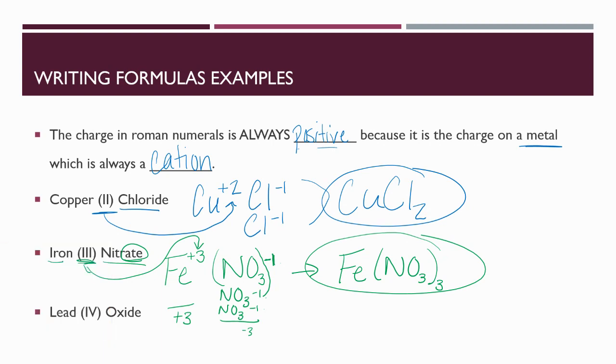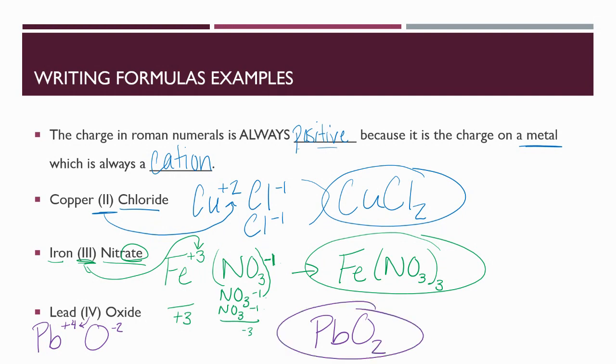And then our last example, lead 4 oxide. Lead is Pb. This 4 tells me I have a +4 charge. Oxide is referring to oxygen. Oxygen has a -2 charge. I'm going to think about how many of each of these I need to get to that least common multiple. The least common multiple of 2 and 4 is 4. So that means I'm only going to need 1 lead, and I'm going to need 2 oxygens to even that out.